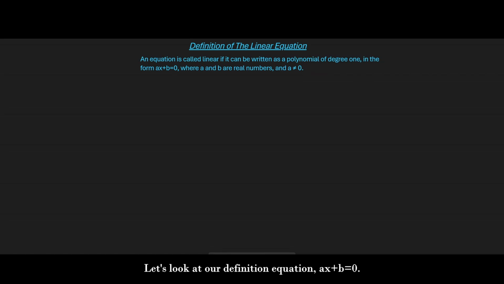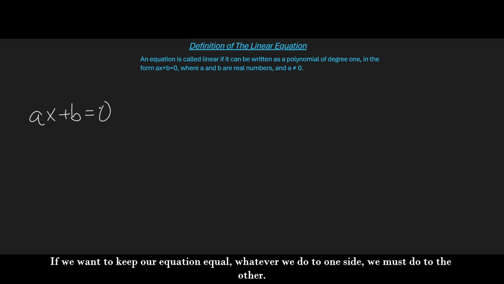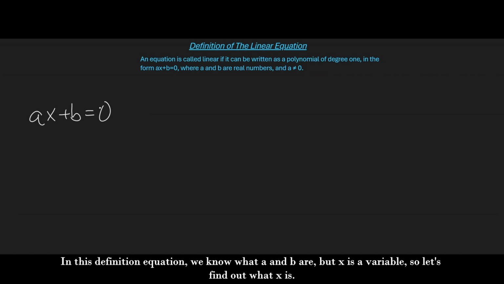Let's look at our definition equation. Ax plus b equals 0. In order to solve an equation, we must do something to both sides. If we want to keep our equation equal, whatever we do to one side, we must do to the other. In this definition equation, we know what a and b are, but x is a variable. So let's find out what x is.